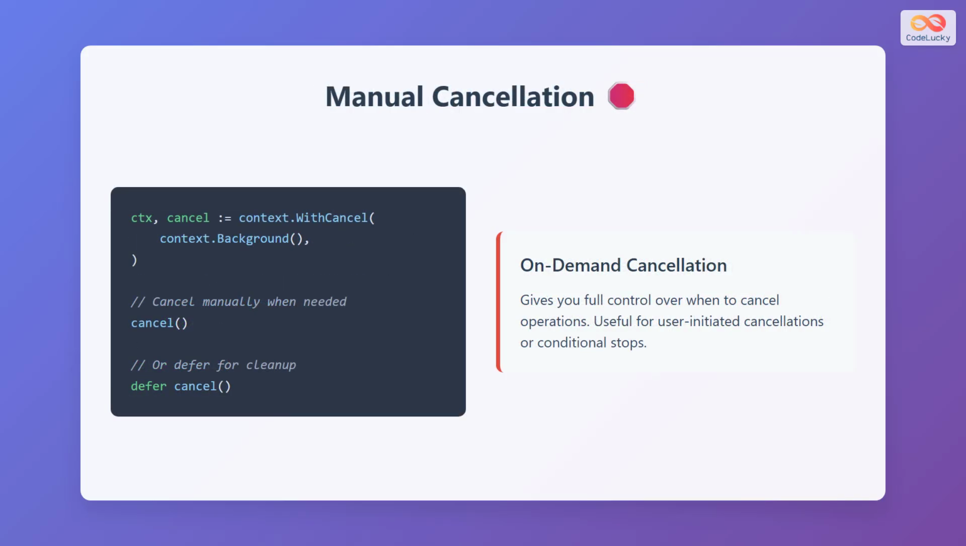Sometimes you need more control over when a context is canceled. That's where manual cancellation comes in. Use context.WithCancel, passing in a parent context. This gives you a context and a cancel function. You can call the cancel function manually when needed to cancel the context. Alternatively, you can defer the cancel function for cleanup. It's useful for user-initiated cancellations or conditional stops.